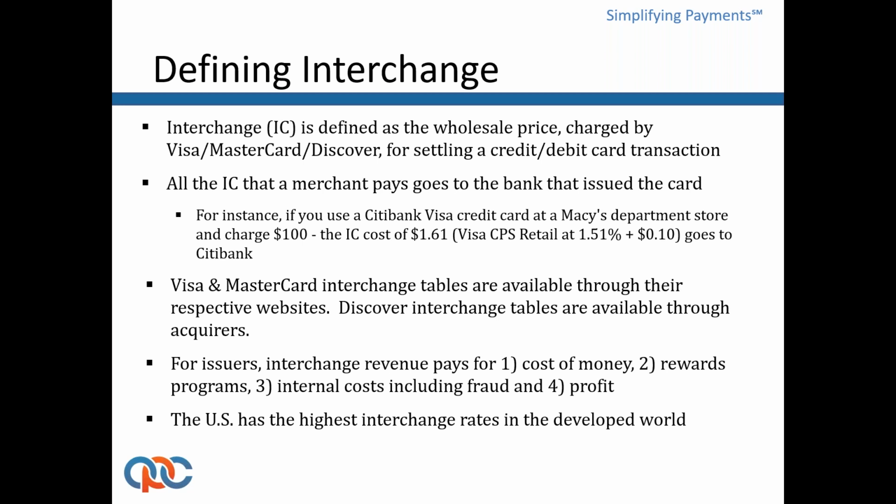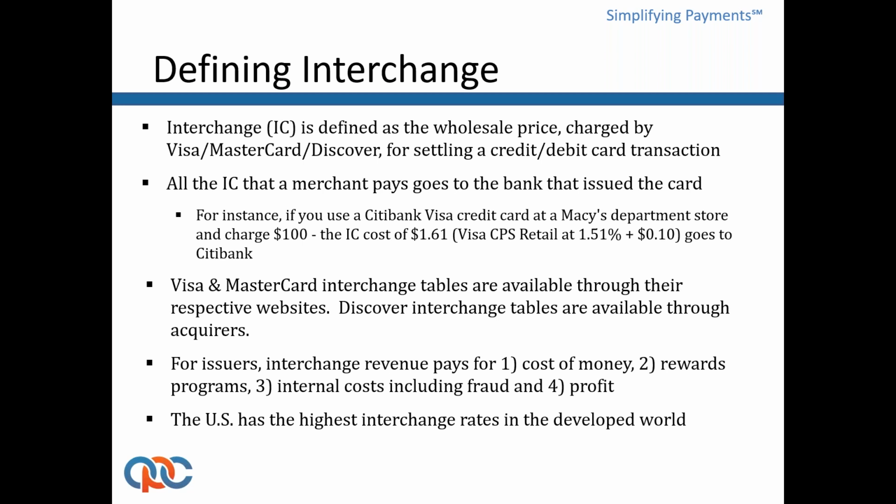It also pays for the bank's internal cost for running rewards programs, and also pays for fraud. And lastly, but most importantly for banks, interchange generates a tremendous amount of profit for them. And that's why we as consumers are inundated with credit card offers all the time, with banks trying to get us to use cards to pay for more and more things over time.